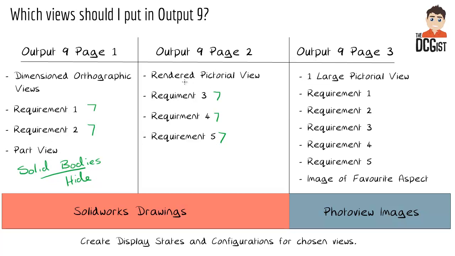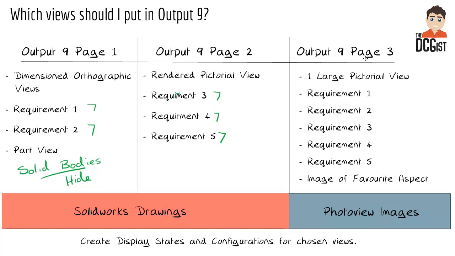Then on the second page, we have a render pictorial view. Okay, and then we have the requirements 3, 4, and 5. Okay, if you have more space and you want to fit in extra, by all means put in extra. But for the pages in particular, these are what you need to have. Okay, and also make sure that you spell all of your stuff right.